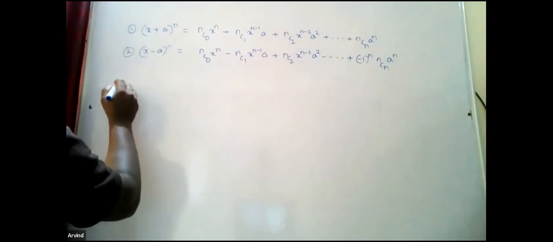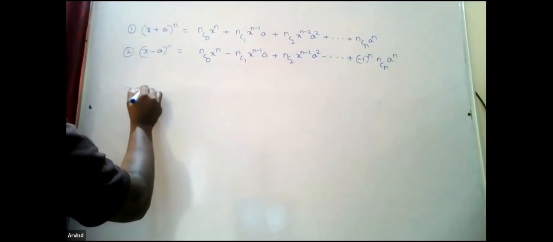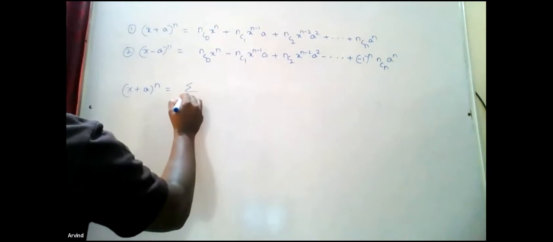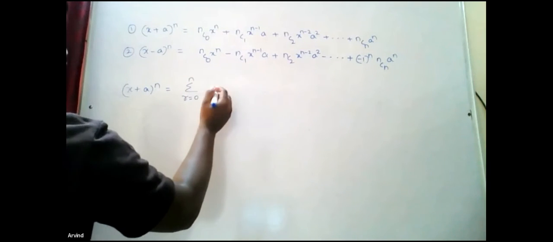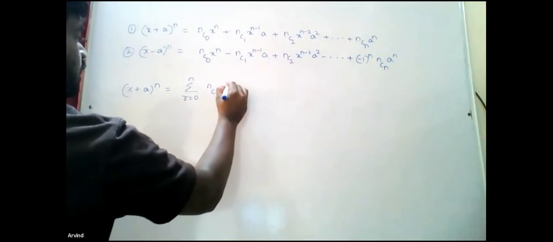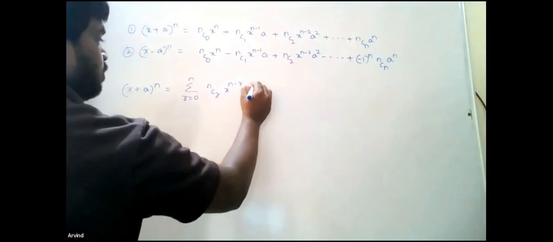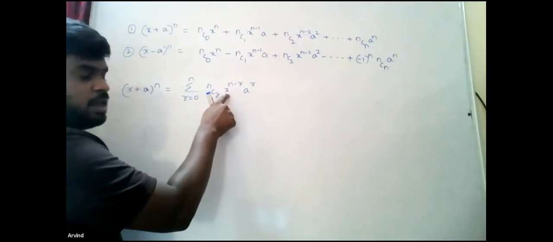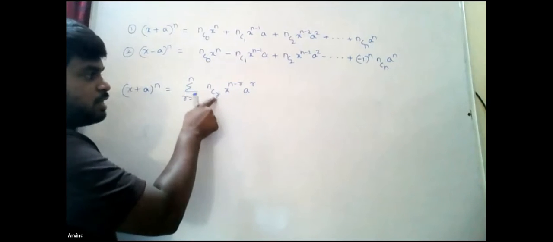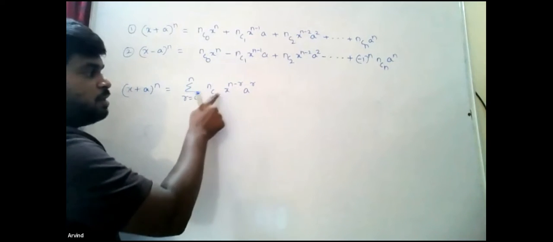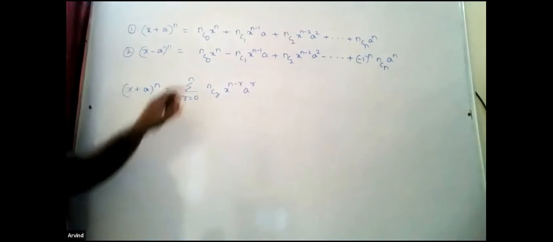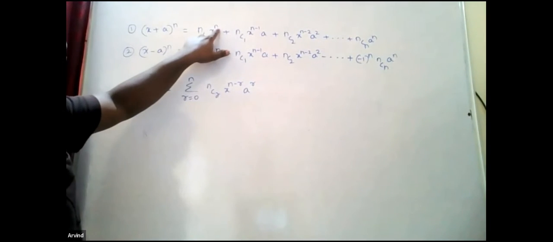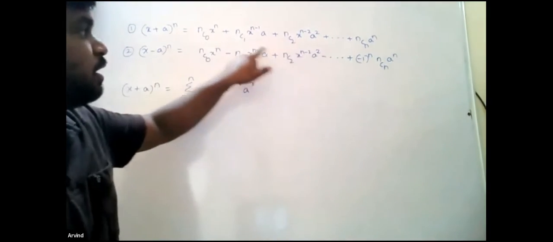The same thing, x plus a, very important. x plus a whole to the power n can also be written as summation r equals 0 to n nCr x to the power n minus r a to the power r. This is very easy. In nCr, x always has n minus r as its power and a has r as its power. Even here you can observe nC0 x to the power n minus 0. Everywhere it will be like that.